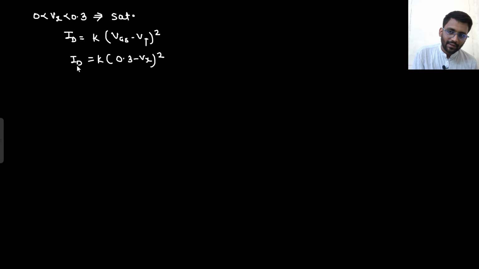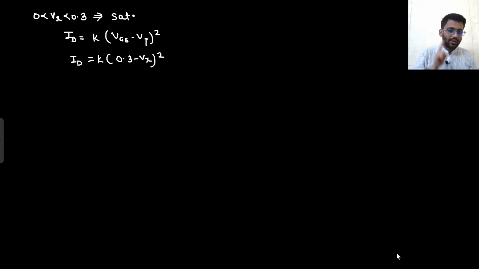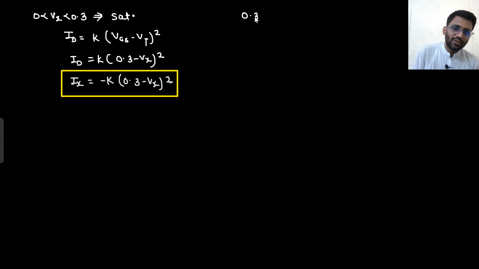This is your ID. But here you could see that the ID direction is from 1.9 to Vx. But Ix direction is from Vx to 1.9. So Ix is negative of ID. So what will be your Ix? That would be minus K into 0.3 minus Vx whole square. This is your Ix. Now you need to plot this, and one more thing you know is that for 0.3 to 1.9 volt, it is going into cutoff.